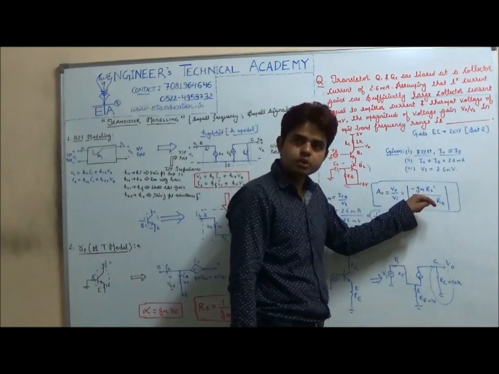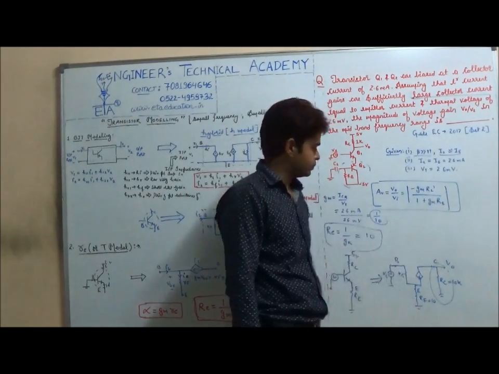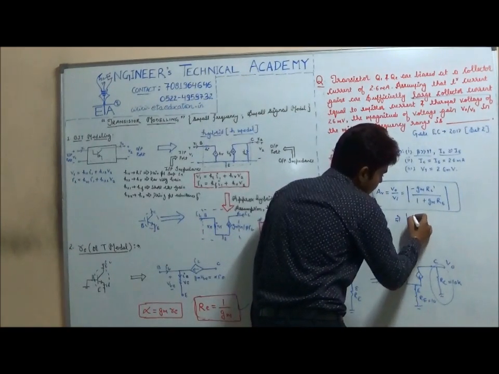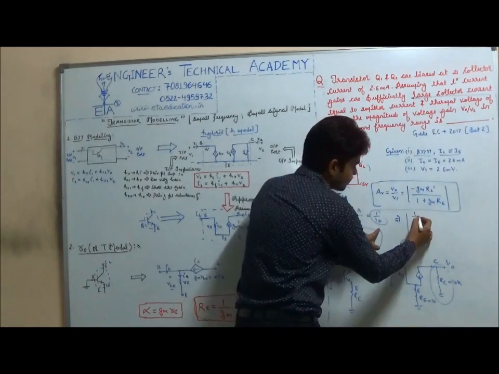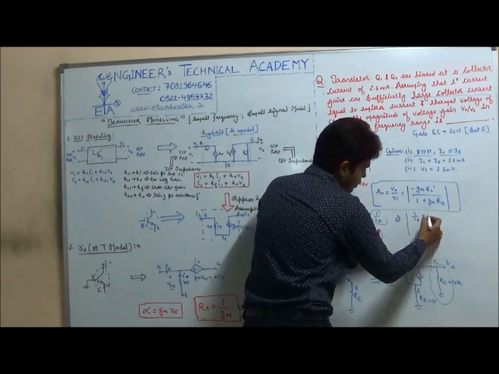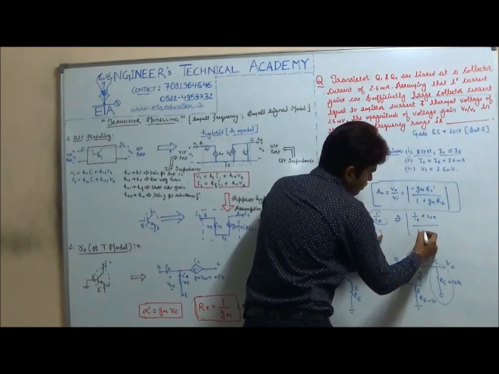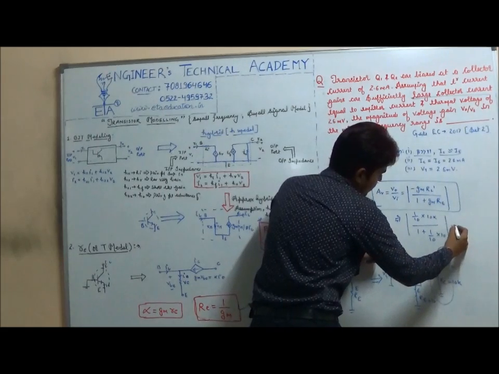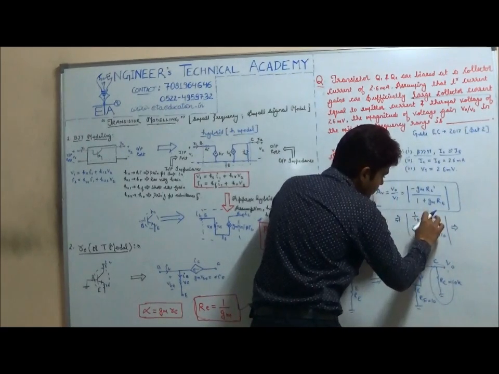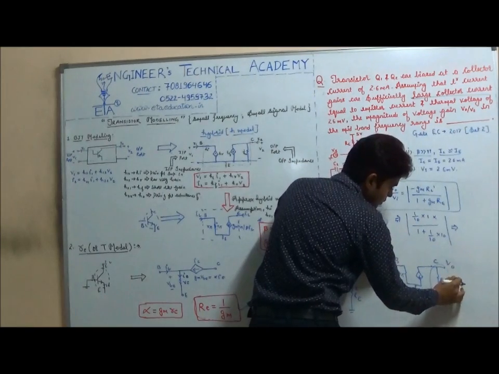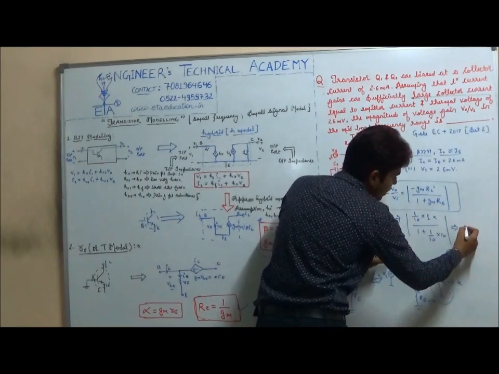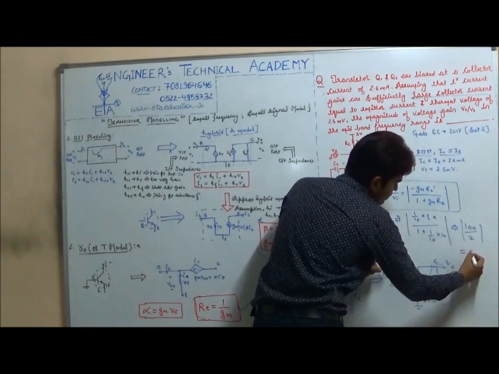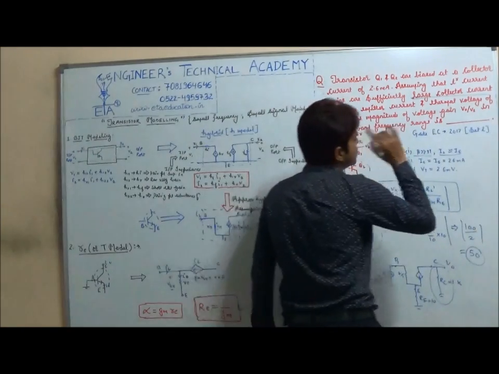We have the value of GM also, and the value of GM RE also. After putting all these things in the question, GM is 1 by 10 and RL is 10 kilo ohm. So 1 upon 1 by 10 into 10 will become, sorry, 1 kilo ohm. Okay, it will become 100 upon 2, which is 50. So 50 is the right answer for this question.